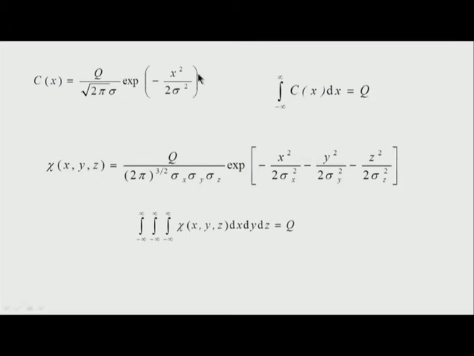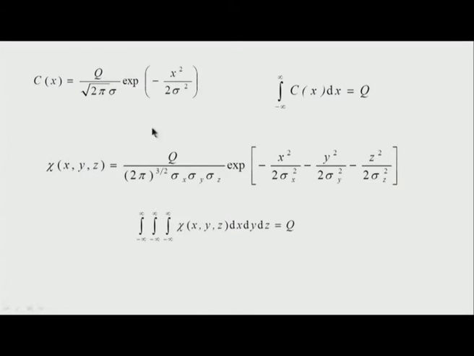Now this is in one dimension, but diffusion does not occur in one dimension. It could occur along the x direction, the z direction, or the y direction. Therefore, for a general problem, if I write my concentration as chi, and we said the unit of concentration is kilogram per meter cube, since the mass released at the source is q kilograms, I can write chi as a function of x, y, z.